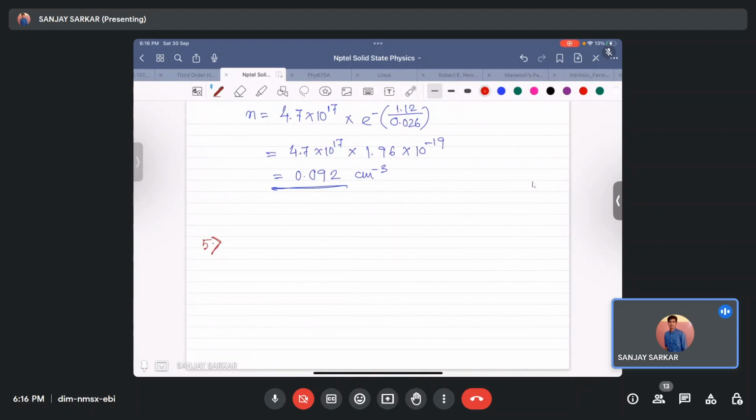These kinds of problems are there in your assignment 9. I think the due date is also over. Now you can solve. Did you guys submit the assignment already? If you have submitted, then definitely you must have solved this kind of problems. So determine the thermal equilibrium hole.